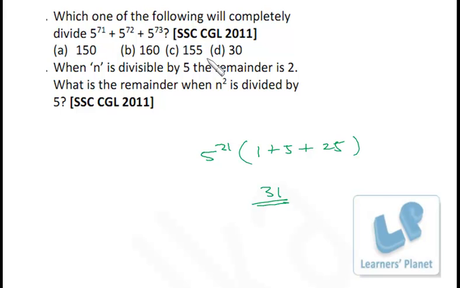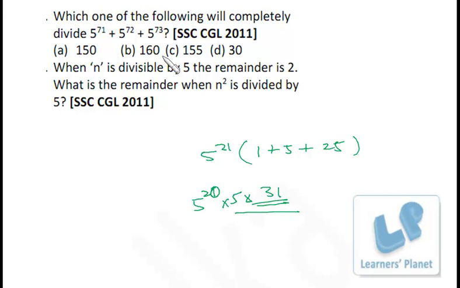So what we can do is, instead of 5 raised to 21, I write 5 raised to 20 into 5. Right? So 5 into 31, we have 155. So that's there in the option. So it is definitely divisible by 155. In seconds, you can solve it.